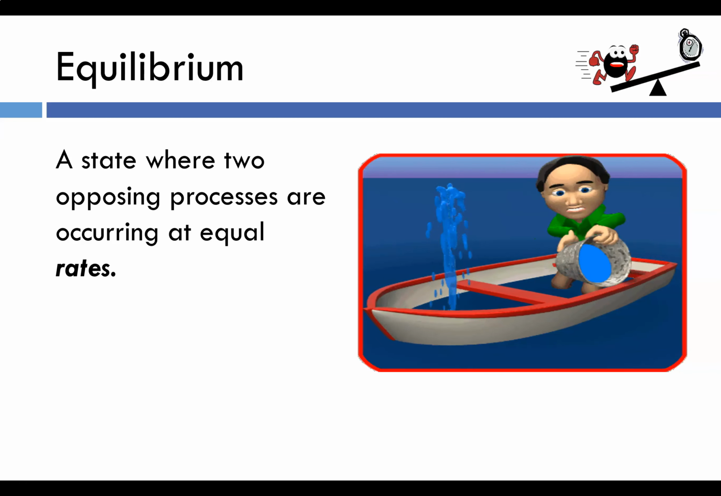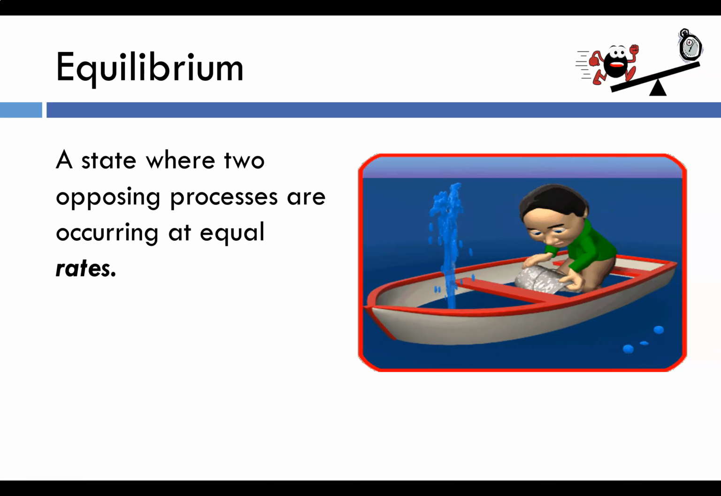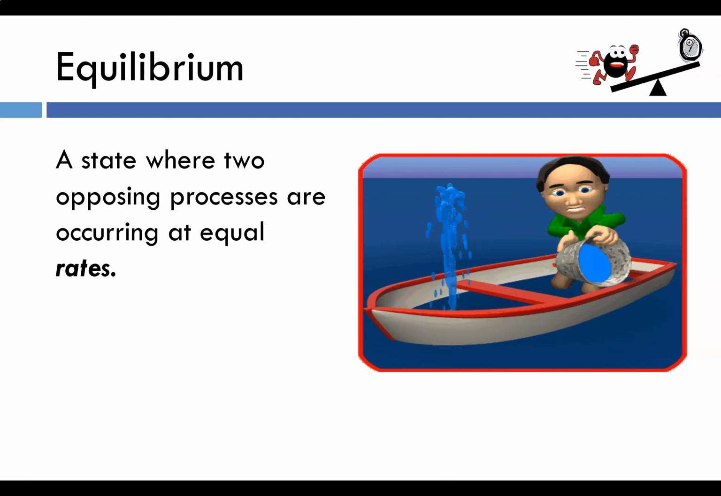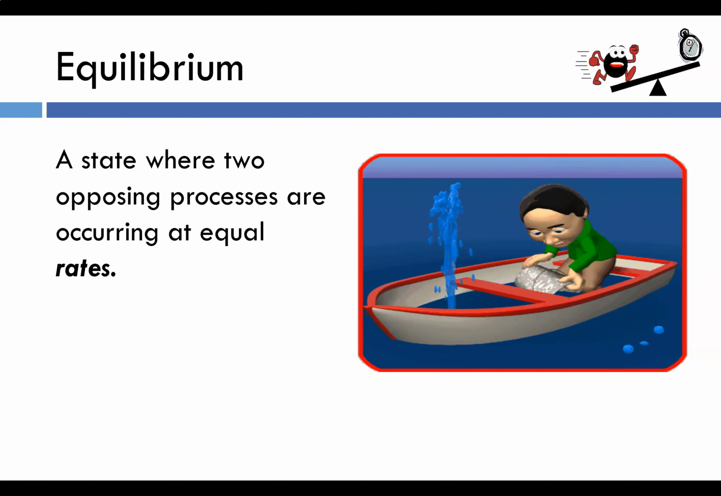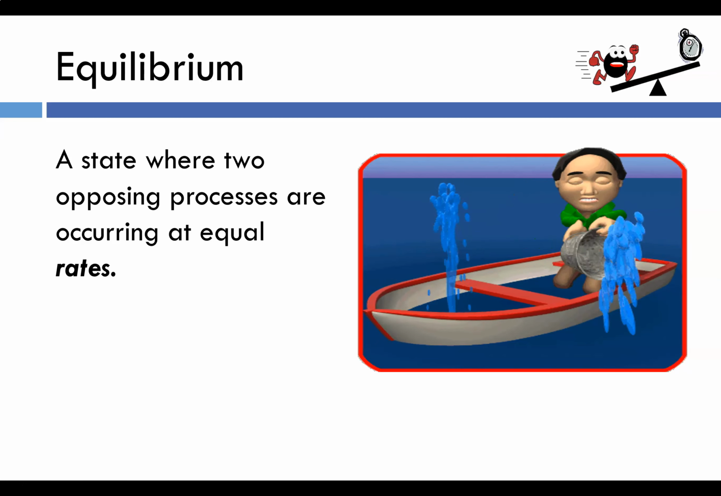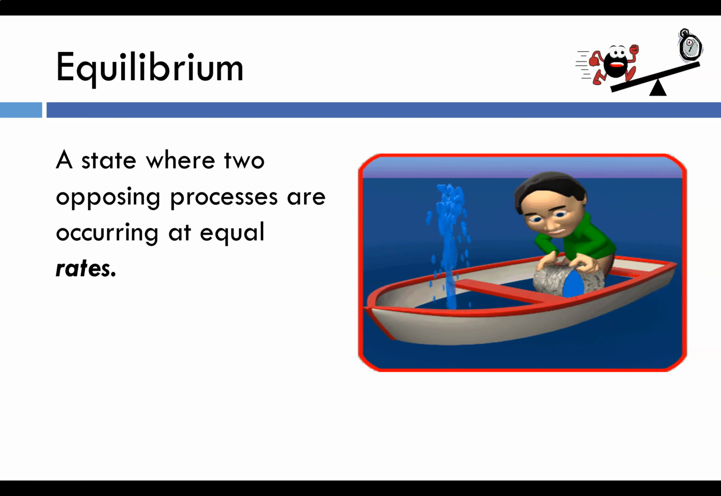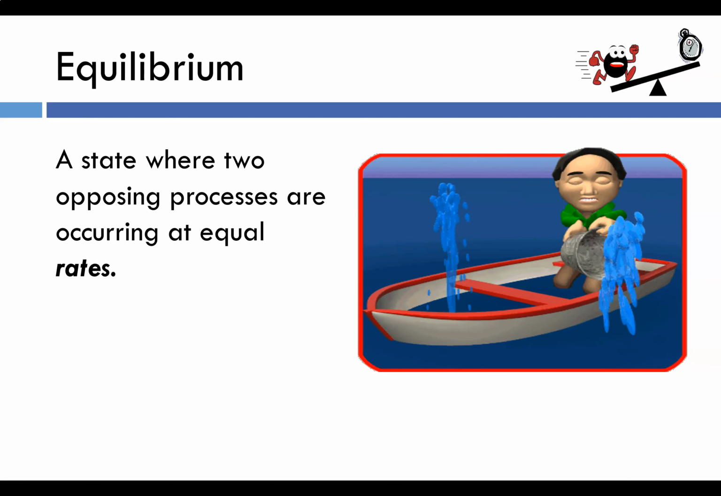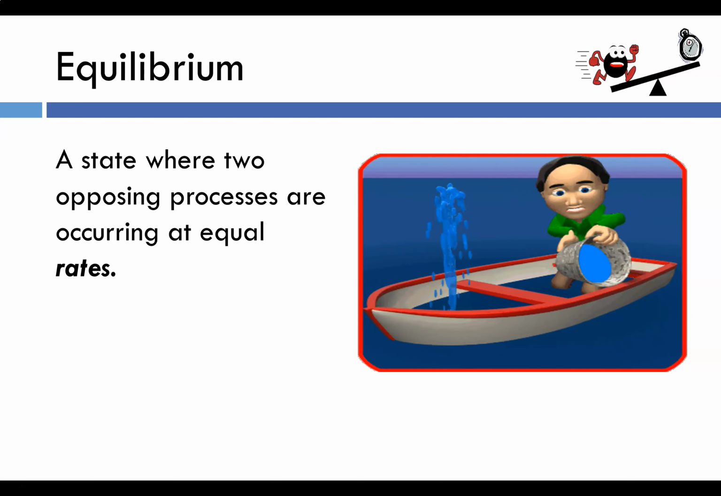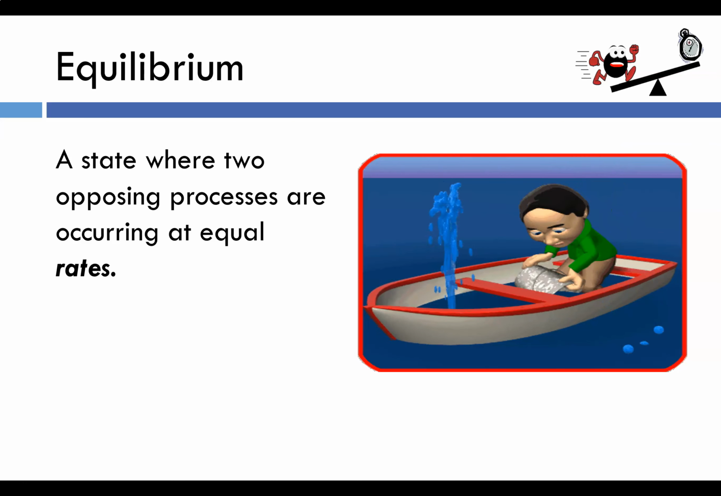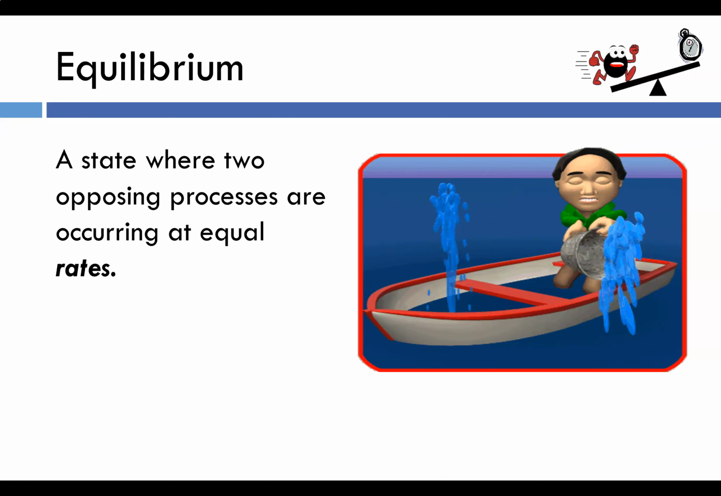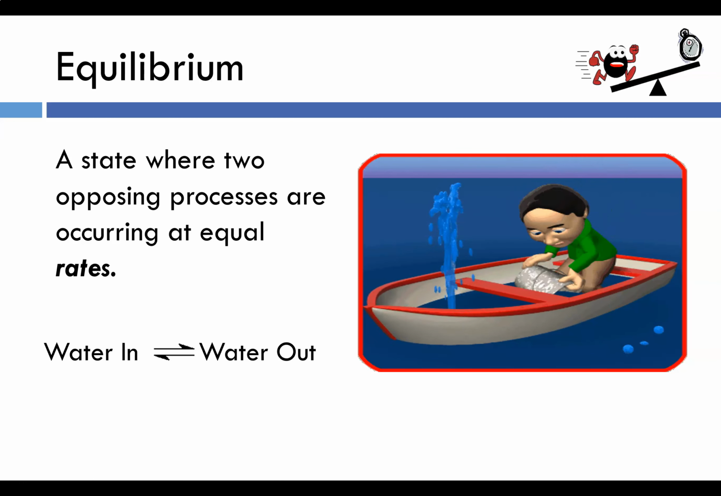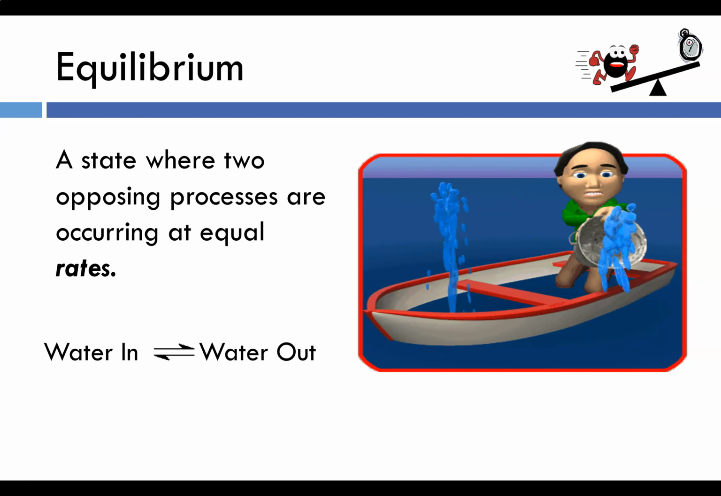How do you know they're occurring at equal rates? Well, if you look at the overall water level in the boat, it's not really changing. I guess we're rocking a little since he's putting in some effort to get the water out of the boat, but the total amount of water in the boat is remaining relatively constant. If I wanted to represent this process with an equation, I might do something like this. Water coming into the boat is in a reversible reaction with water going out of the boat.